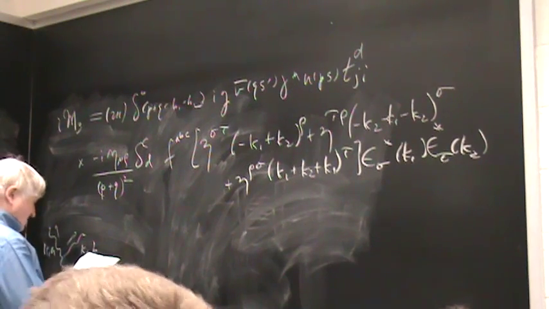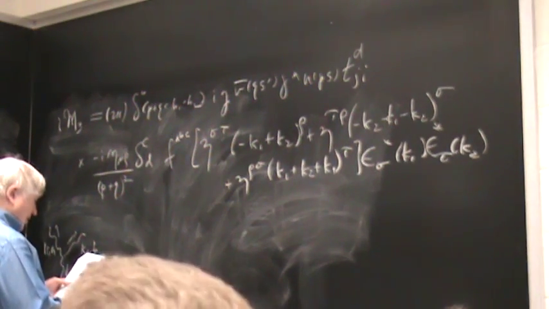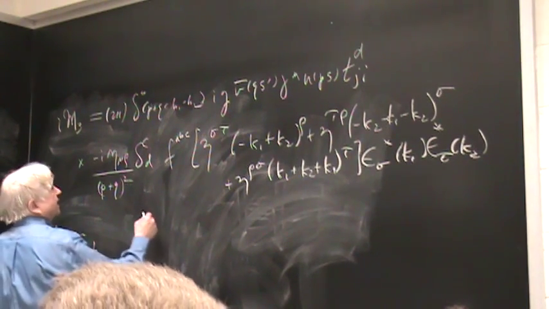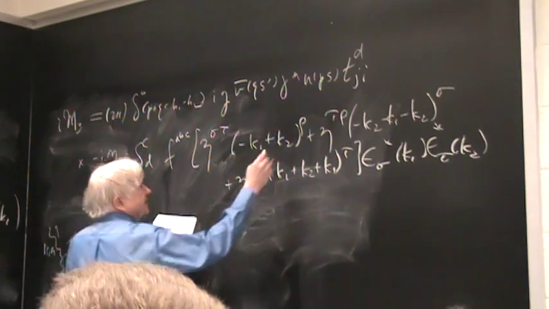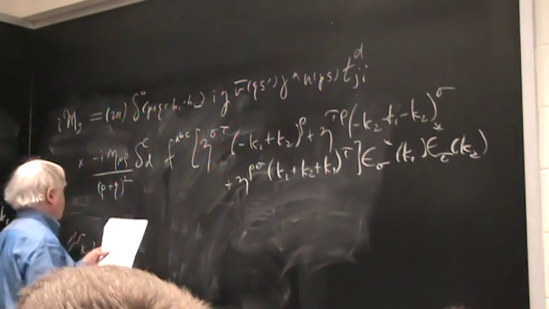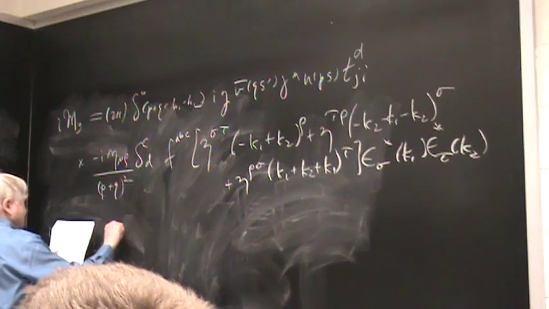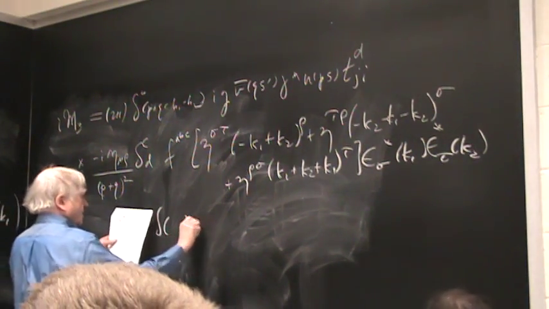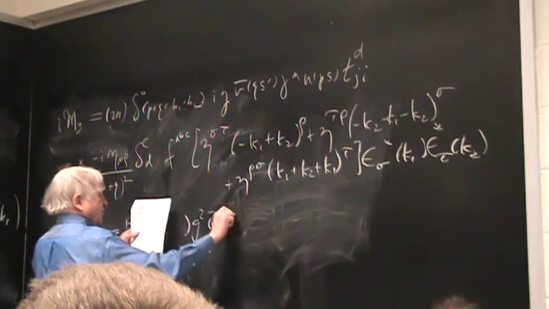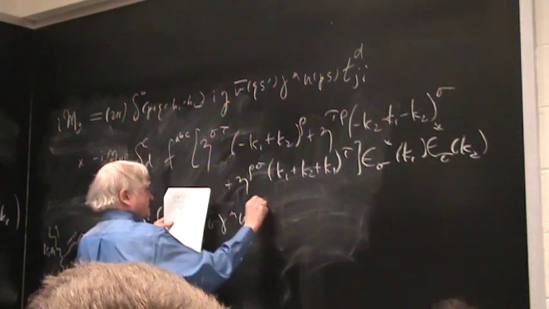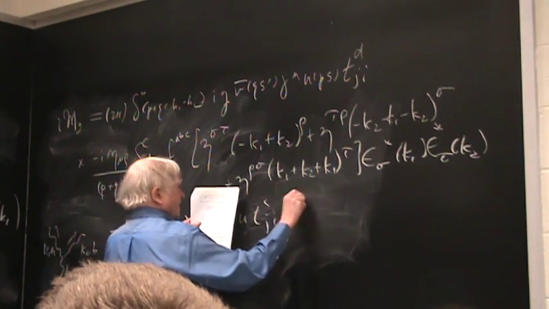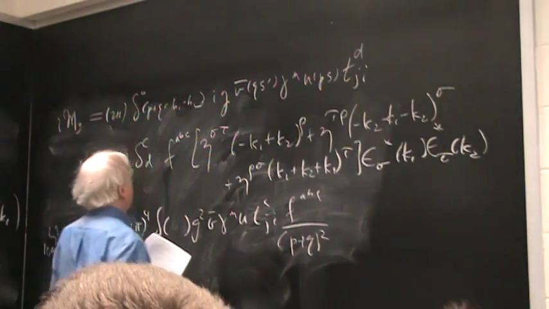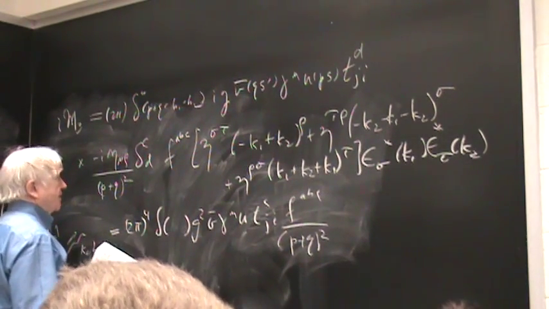Okay, so that's that. And now what we have to do is just act on that. Well, clearly, if we make the D a C, then this simplifies to 2 pi to the fourth, the overall delta, times B bar gamma mu U, T^C, J I, f^ABC over (P plus Q) squared.